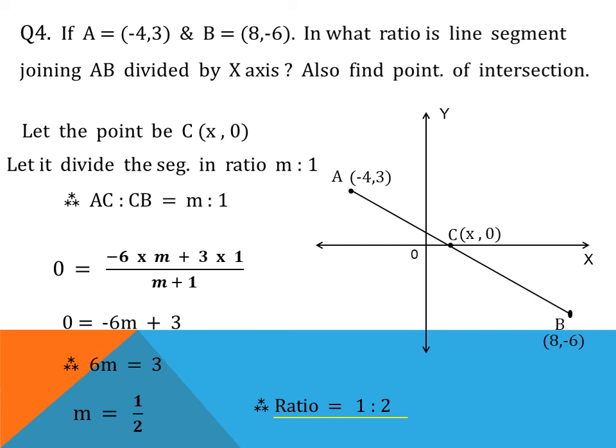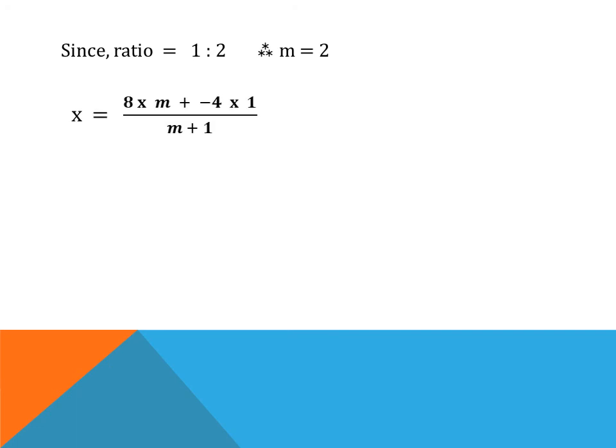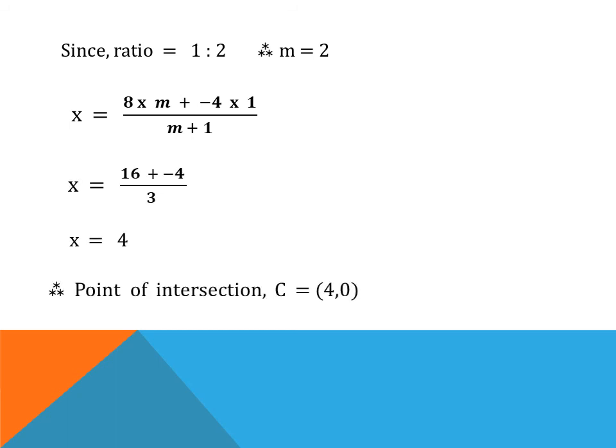Now for finding the point of intersection, we need to find the coordinates of point C. So only coordinate x is what we need to find now. Our new ratio after multiplying was 1 is to 2, so that gives the value of m as 2. Again using the section formula, x = (8 into m + (-4) into 1) upon (m + 1). If we put m = 2, we'll have x = (16 - 4) upon 3, which gives us the value of x as 4. So hence our point of intersection is C (4, 0).